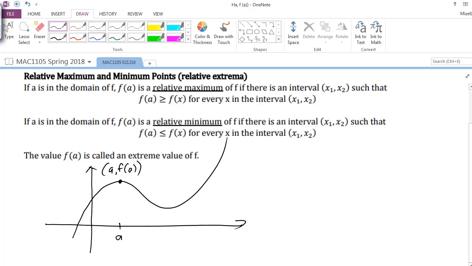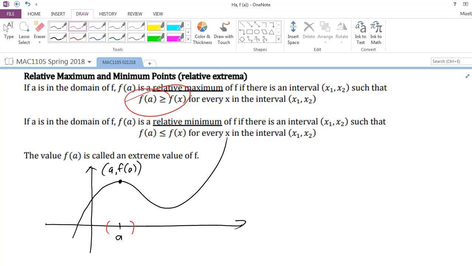That means there exists an interval, specifically an open interval, containing A and a little bit to the left of A and a little bit to the right of A, where f of A is the maximum value of that interval. That is, f of A is greater than or equal to f of x for everything in that little interval. That's a highly technical way of saying it's at the top of a hill on the graph. So it's a relative maximum point.